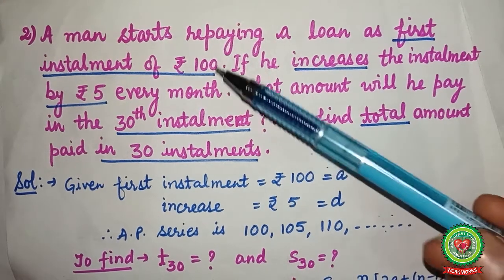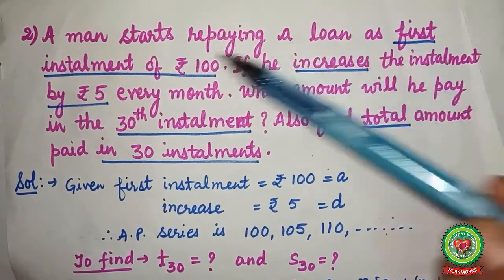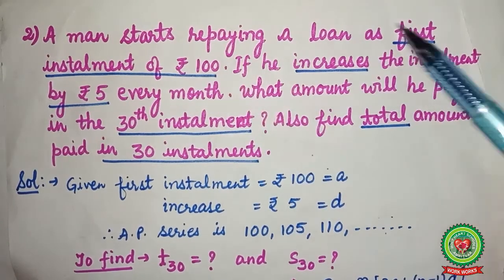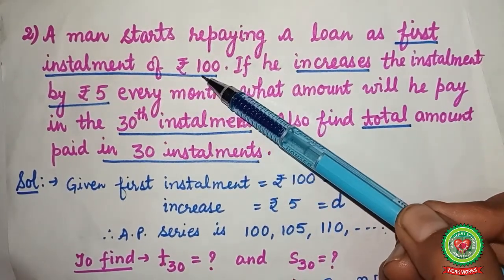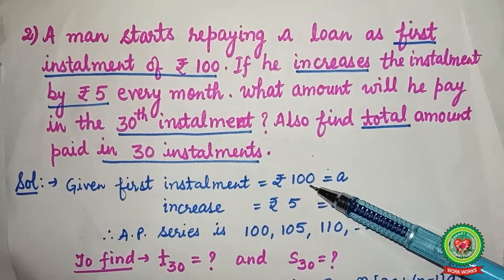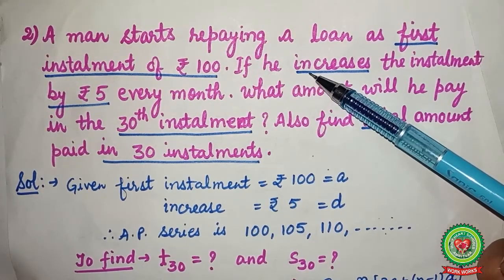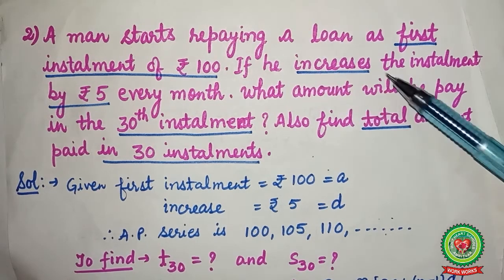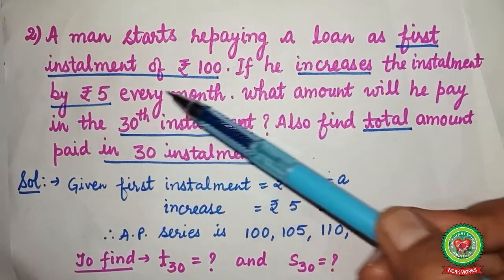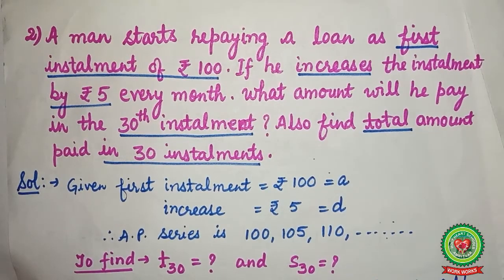A man starts repaying a loan with the first installment of rupees 100. First installment means the first term, that is the value of A, that is rupees 100. Now he increases, the word increases means plus sign, the installment by rupees 5 every month. It means he is increasing the installment by rupees 5. So the second term will become 100 plus 5 is 105. Then again adding 5 we get 110. In this way we get the series that is 100, 105, 110 and so on.